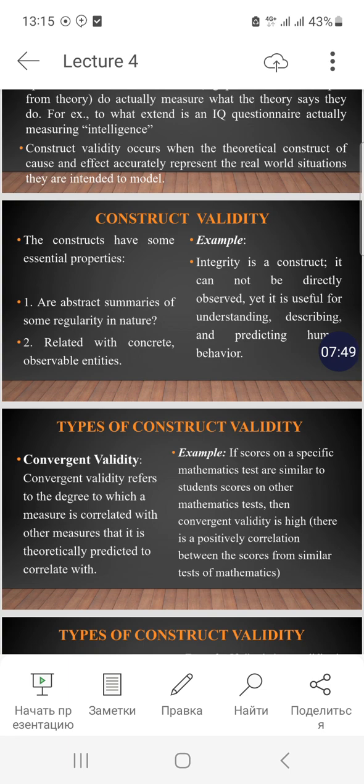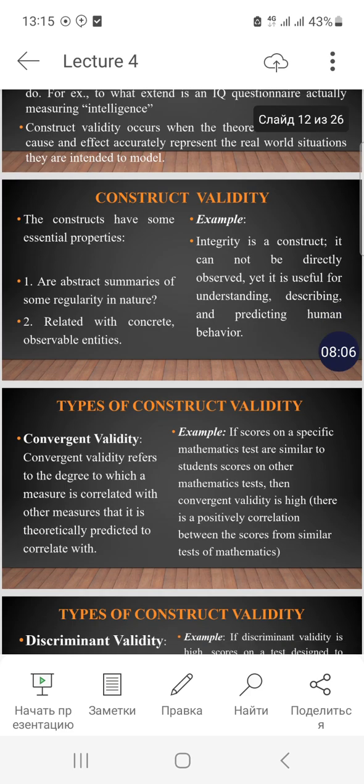For example, if scores on a specific mathematics test are similar to students' scores on other mathematics tests, then convergent validity is high. There is a positive correlation between the scores from similar tests of mathematics.